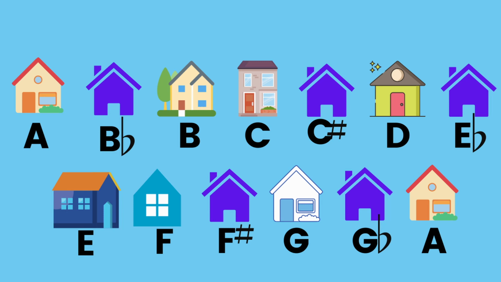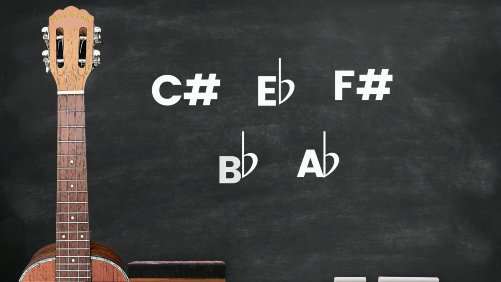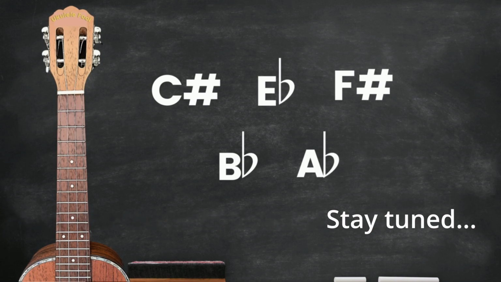For the purposes of this video, we will call them by the most common names used in ukulele music: C sharp, E flat, F sharp, A flat, and B flat. Now there are other names for them, but we'll go over that in another video.